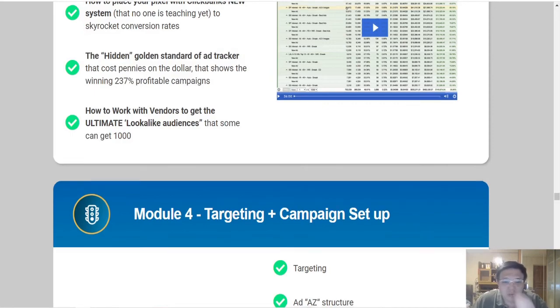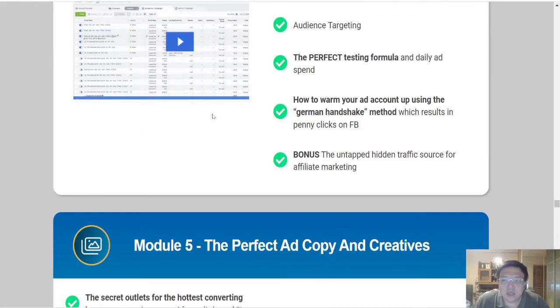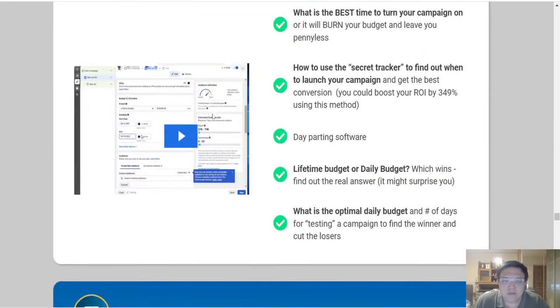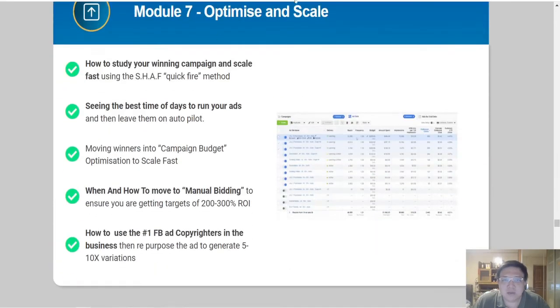All right, so there are a lot of different modules over here. That's module 4, module 5, 6, 7, optimizing and scaling. Like what I always share with people, when it comes to traffic, the one that I personally really favor is paid traffic.